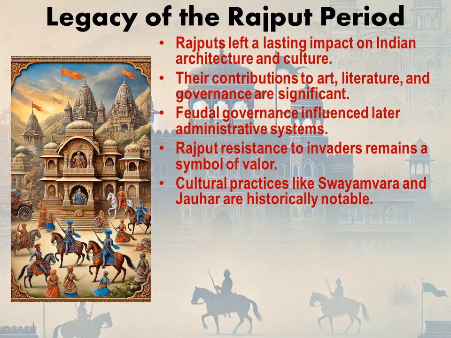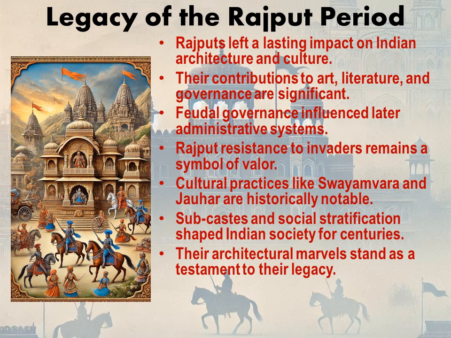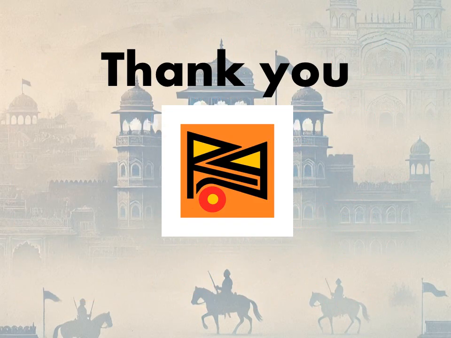Cultural practices like Swayamvar and Jauhar are historically notable. Subcaste and social stratification shaped Indian society for centuries. Their architectural marvels stand as a testament to their legacy. The Rajput period highlights the complexities of medieval Indian history. So, that was all about the government, society, and economy of the Rajputs.